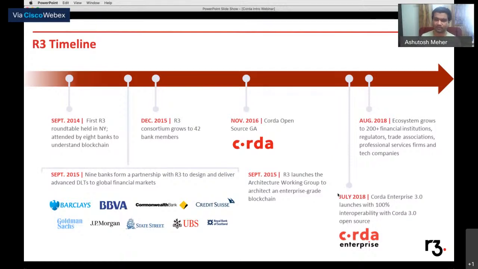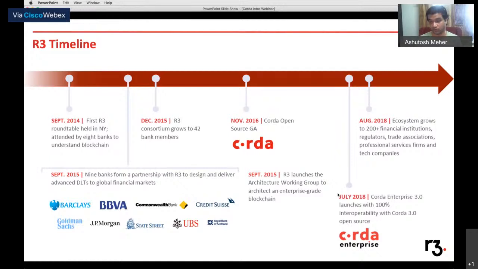Close to a year from there, we had our first release of Corda open source. The work on the enterprise version of Corda was also going on. Around 1.5 years down the line, in July 2018, the first version of Corda Enterprise came out. It was basically Corda Enterprise 3.0, to keep it in line with the versioning of Corda, which had just been released. That's where the first version of Corda Enterprise came into being, and we never looked back from there.